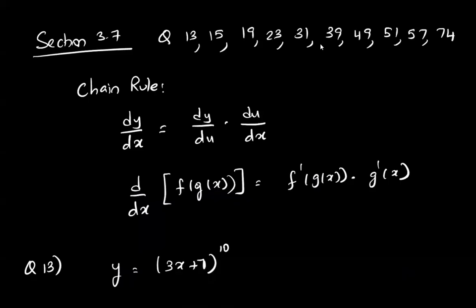So in this section, section 3.7, we are going to look at the chain rule. The chain rule says that if you have a composite function like f of g of x, and you're taking the derivative of that, then you take the derivative of the outer function at the inner function times the derivative of the inner function. So let's see how that can be applied.